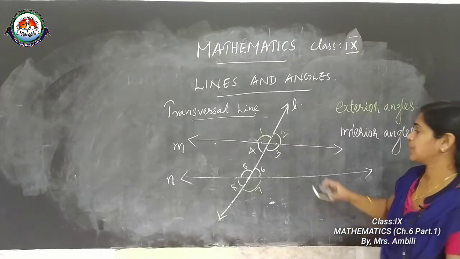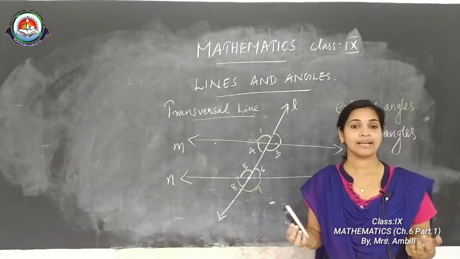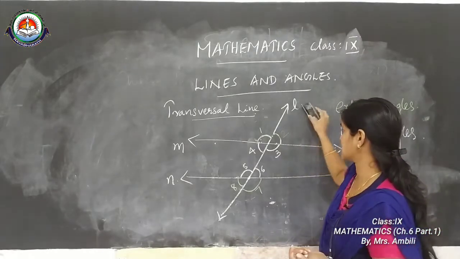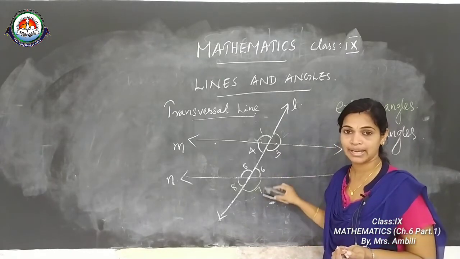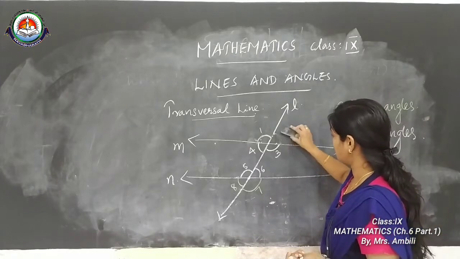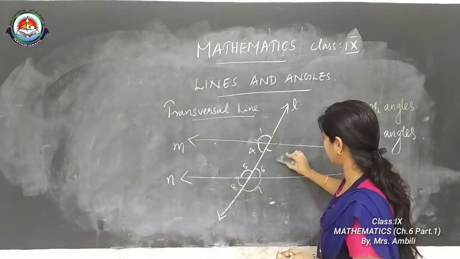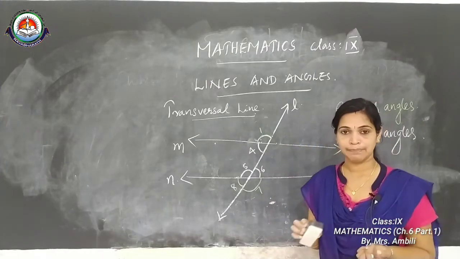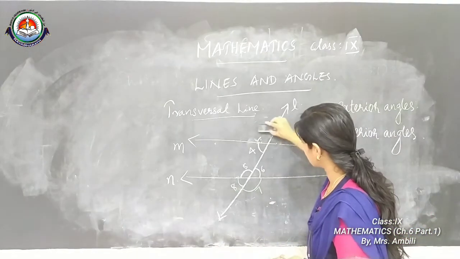Some other angles are also there. If a transversal intersects 2 different lines, you will get some more pairs of angles. We can discuss that one.